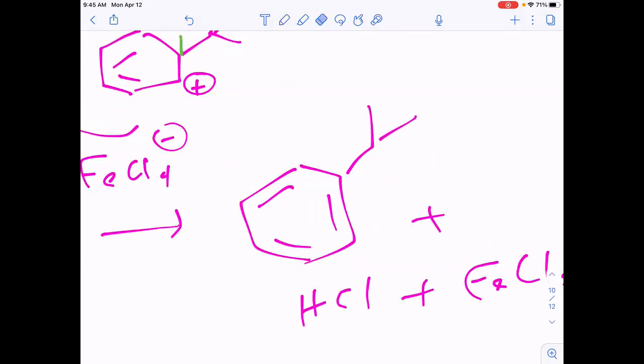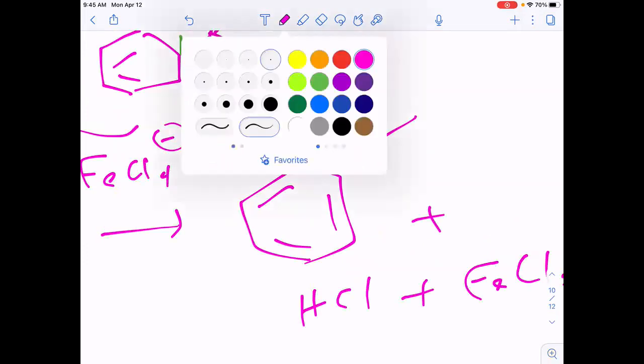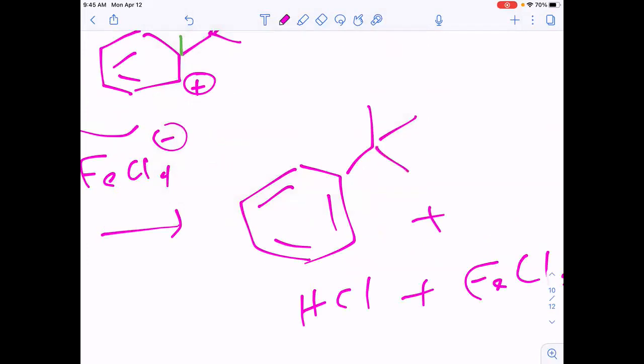I'm struggling with this tert-butyl. I'm going to get it though. All right.